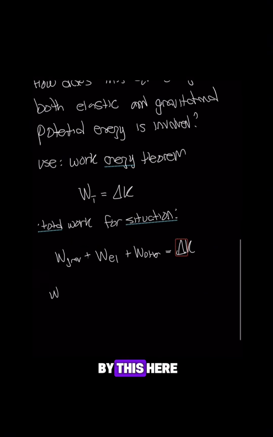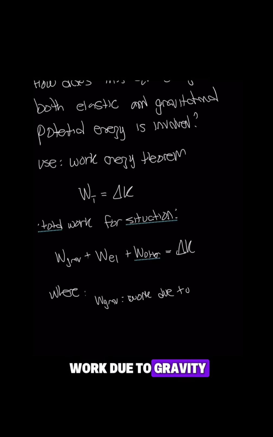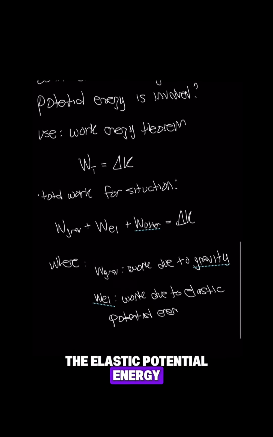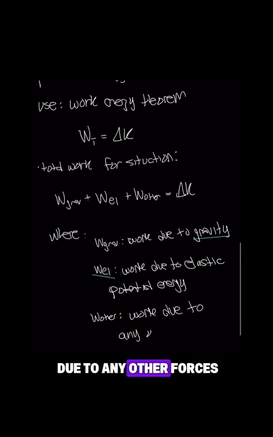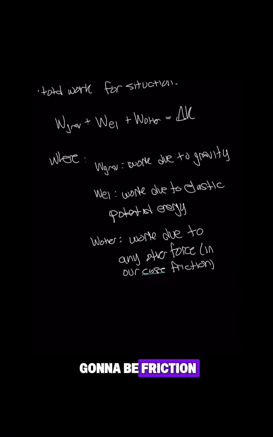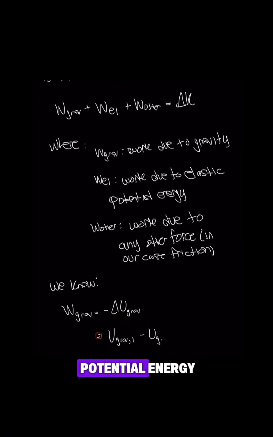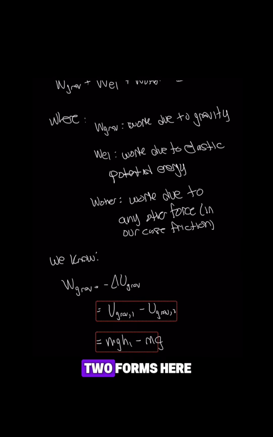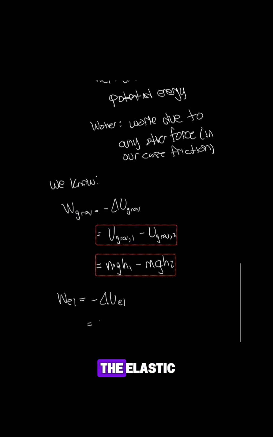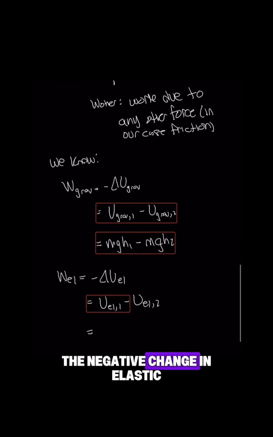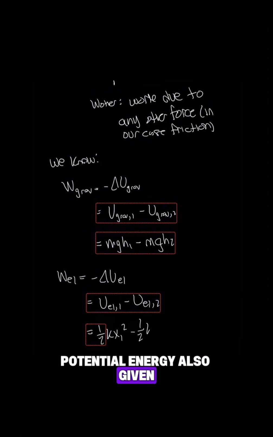So what's the total work going to be for our situation? It's going to be given by this here, where we have the work due to gravity, the work due to the elastic potential energy, and the work other, which is the work due to any other forces. In our case, it's going to be friction. And previously, we know that work gravity is equal to the negative change in gravitational potential energy, also given by these two forms here. Additionally, we know that the elastic work is equal to the negative change in elastic potential energy, also given by these forms here.